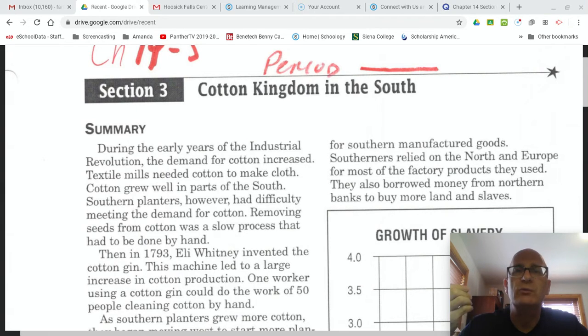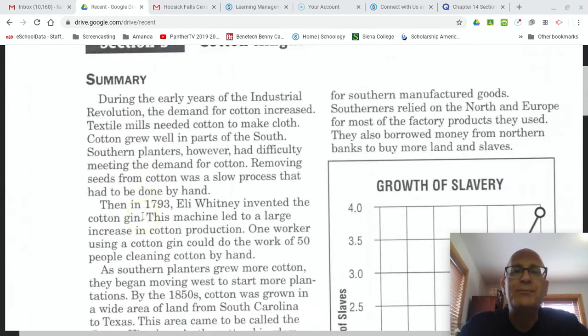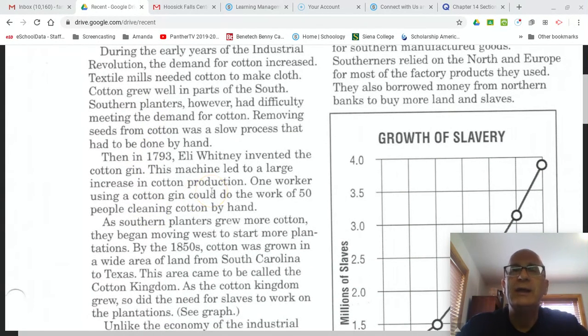Slaves would be forced to remove the seeds from cotton before it could be processed into cloth, and it was very laborious and tedious. And in 1793, Eli Whitney invented a machine called the cotton gin, short for engine. Okay, and Eli Whitney, we know from our earlier lessons, was also the man responsible for interchangeable parts when he invented his rifle made of interchangeable parts. But in 1793, Whitney invents the cotton gin, and this machine led to a large increase in cotton production.